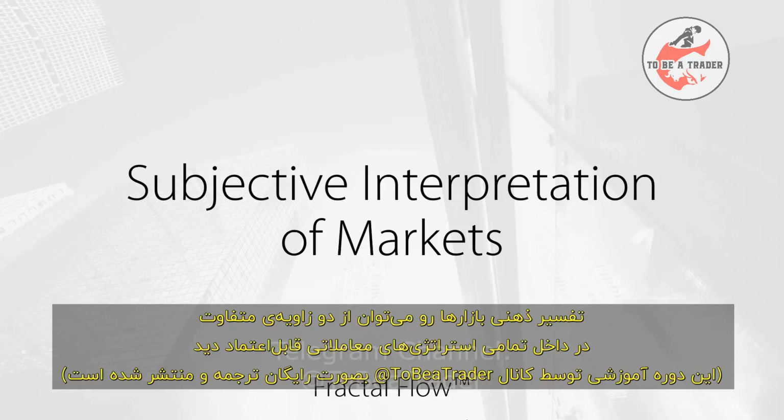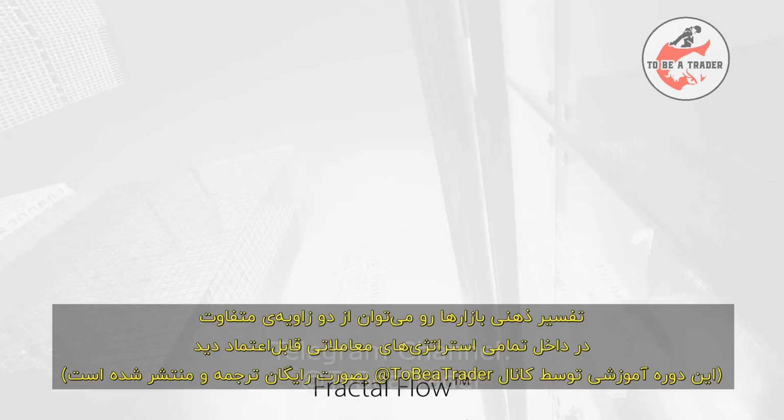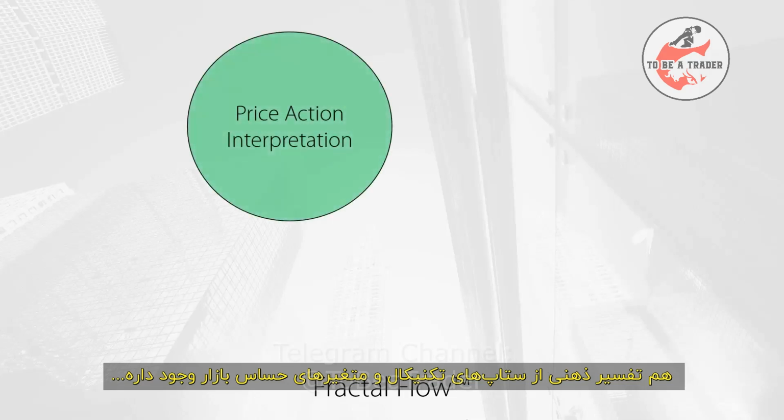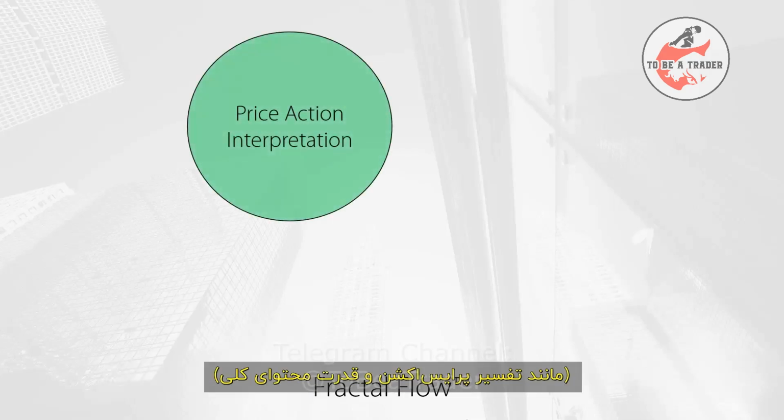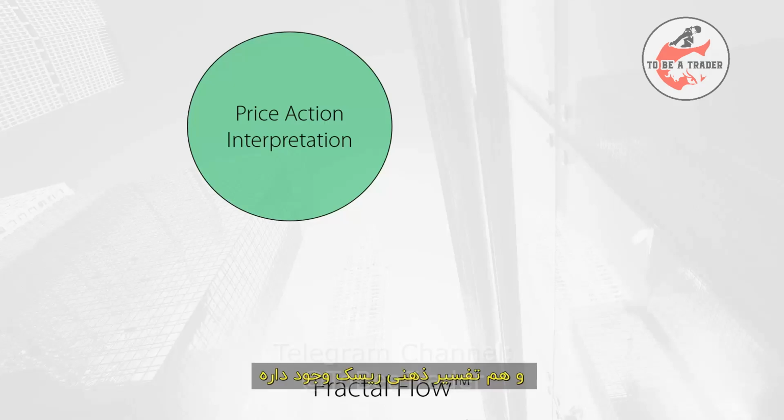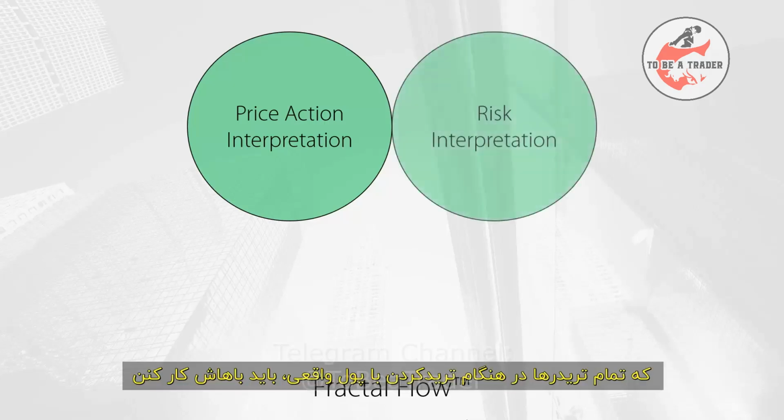The subjective interpretation of markets can be seen from two different angles within any reliable trading strategy. There is the subjective interpretation of technical setups and sensitive market variables, like the interpretation of price action and the power of the overall context. There is also the subjective interpretation of risk that all traders need to deal with when trading real money.